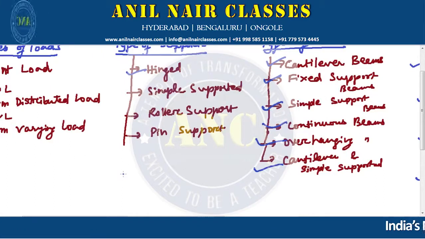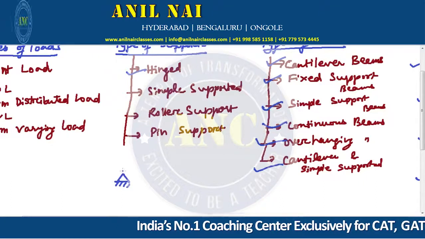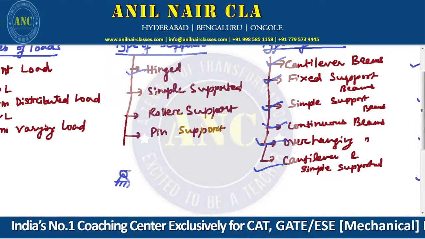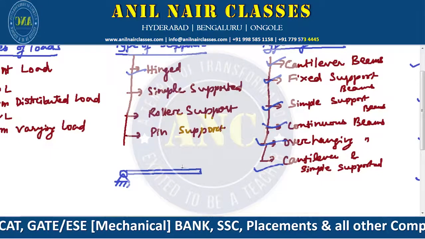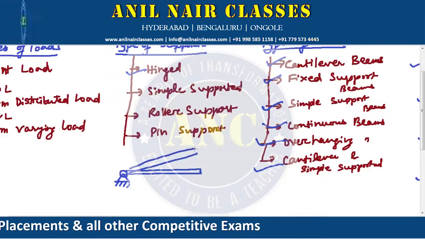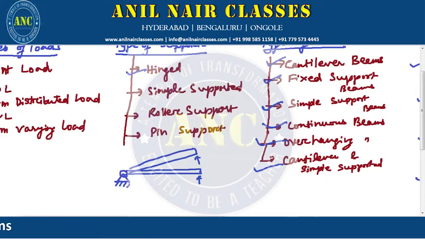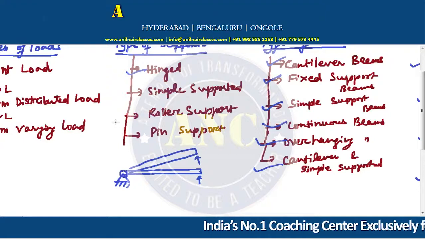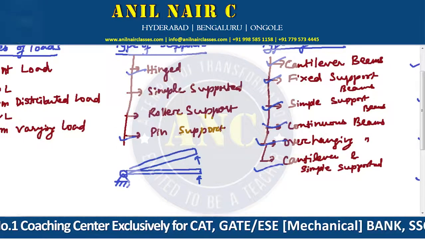Hinged means, if a body is supported by this hinge support, what does it really mean? It means this body can rotate but not travel in this direction. So we can also say this as a pin support. Hinge support is also called a pin support, so as not to differentiate it from this. At times it is also called a pin support.